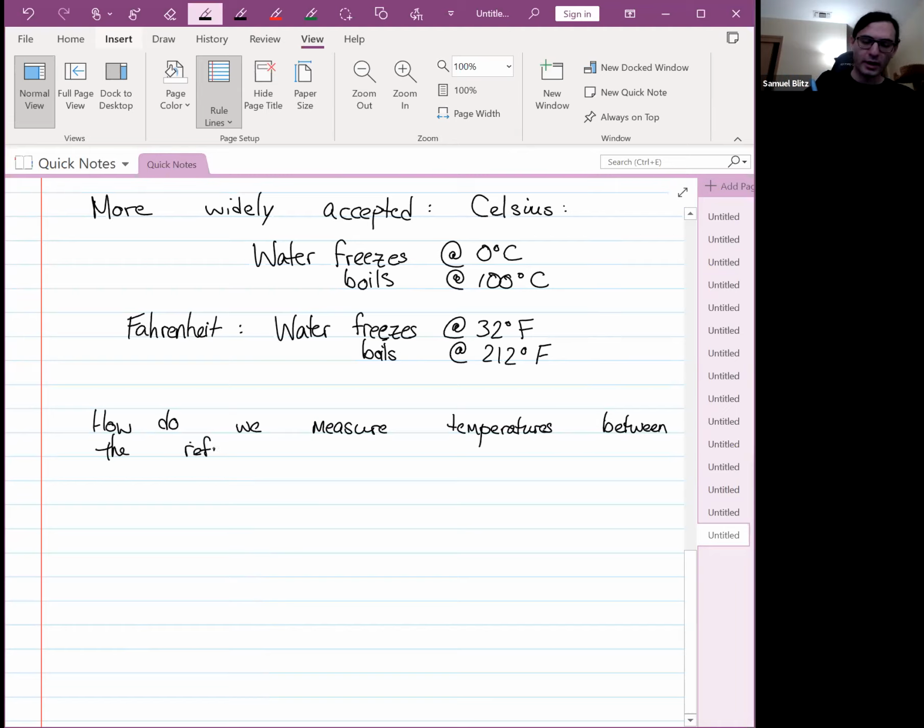So the way that we do that is by measuring the effects of the temperature change. So when the temperature of an object changes, there's more than just the temperature changing. More things happen.